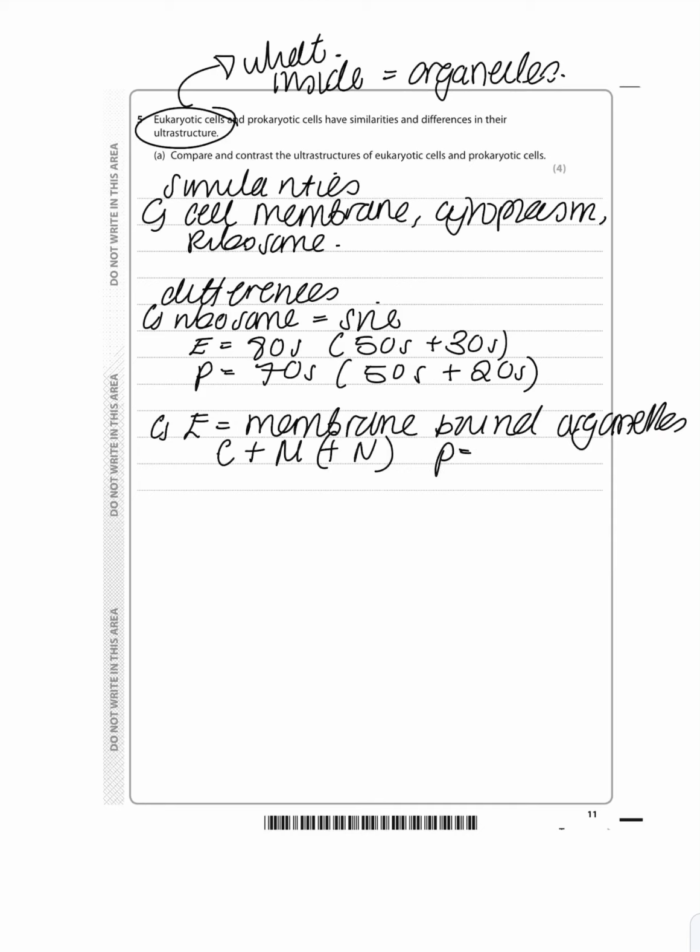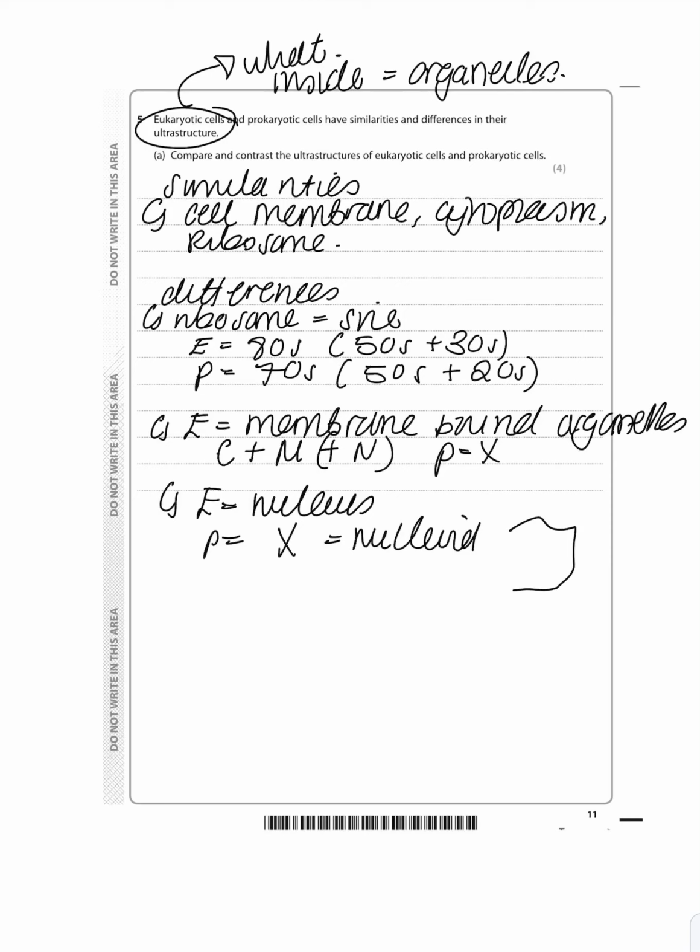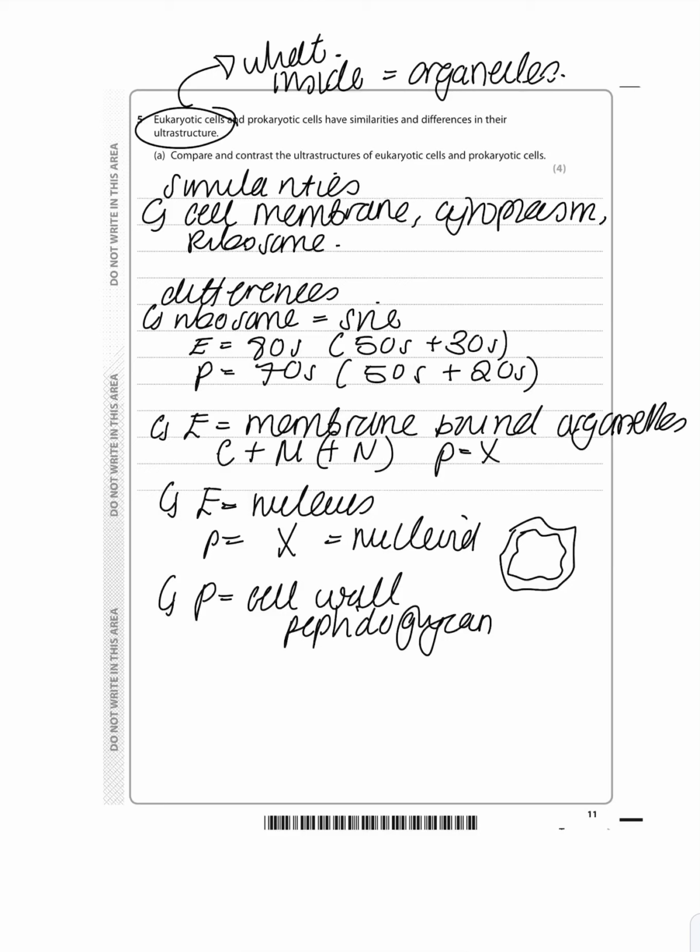So if we say prokaryotes, no membrane-bound organelles, the next difference is that eukaryotes have a nucleus, whereas prokaryotes do not. They have a nucleoid, which is just a circular piece of DNA, which is unbound. Finally, prokaryotes have a cell wall made of peptidoglycan, or murein, whereas eukaryotes, not all of them have a cell wall.